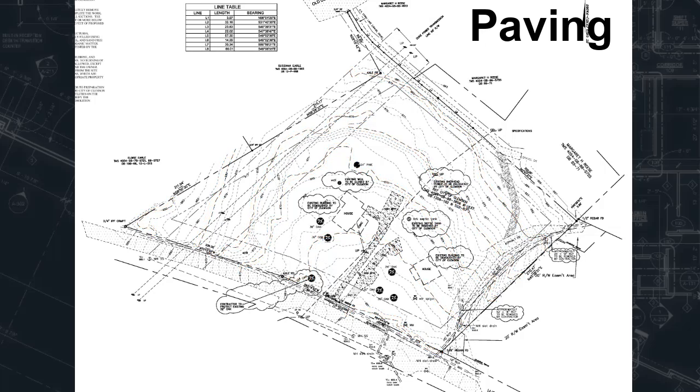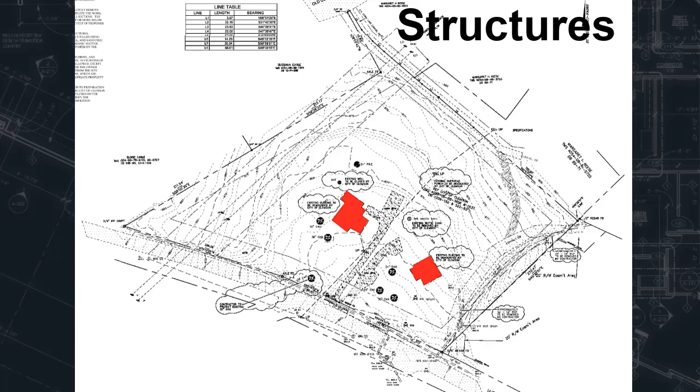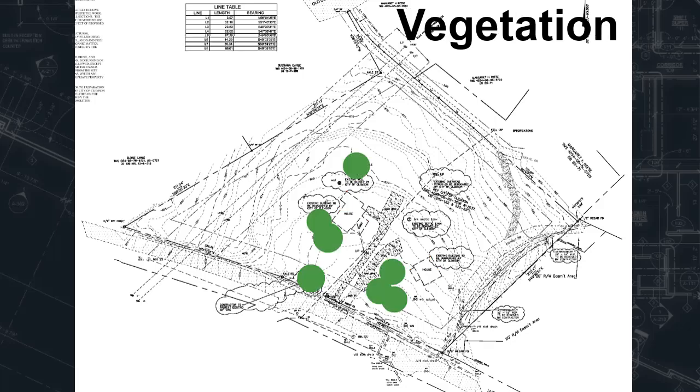What about paving? Is there any paving on the site? In this particular case, we have a little bit of paving and some gravel drives that we have to worry about. Any structures that have to be demolished? If so, who's going to demolish them? What about the vegetation? What kind of trees are on this site? Are there trees that will need to be saved, or are other trees going to be torn down?